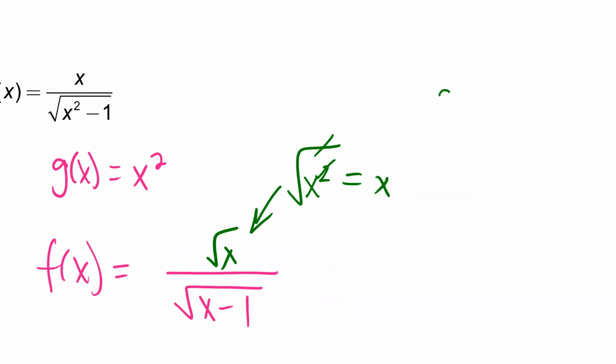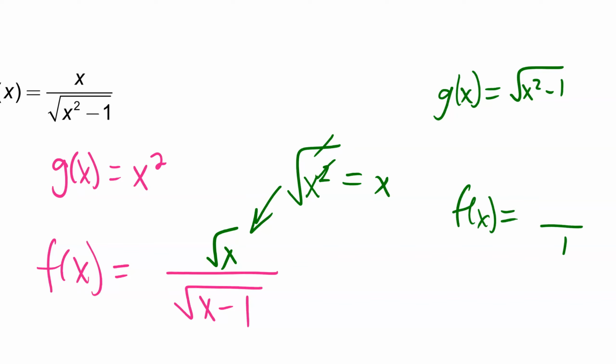Versus if I make g of x equal to square root of x squared minus 1, what would f of x here be? I know the bottom would go to 1, but what would the top go to? So I need to have it so when I plug in square root of x squared minus 1, it just goes to x. Let's see. Wouldn't you just do g of x equals x? That way it makes it the square on the bottom.